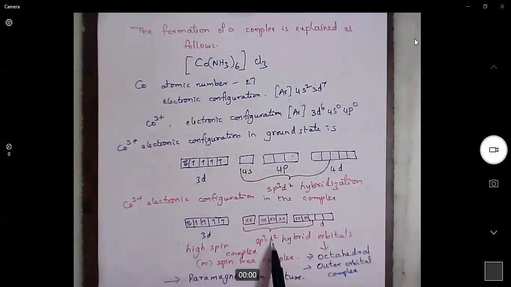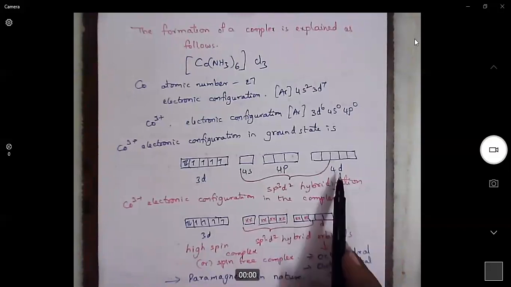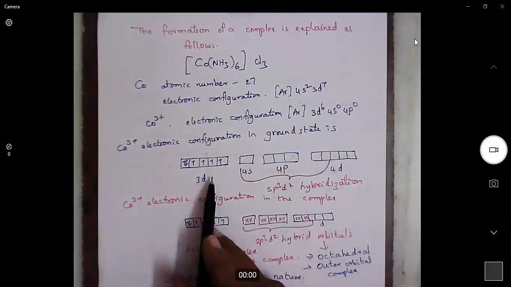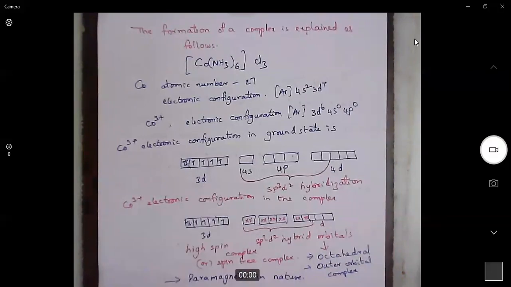Based on the hybridization, we can predict the shape. Due to sp3d2 hybridization, it is octahedral geometry, and it is using 4d orbitals for hybridization, so it is called an outer orbital complex. If it uses 3d orbitals, then we call it an inner orbital complex.